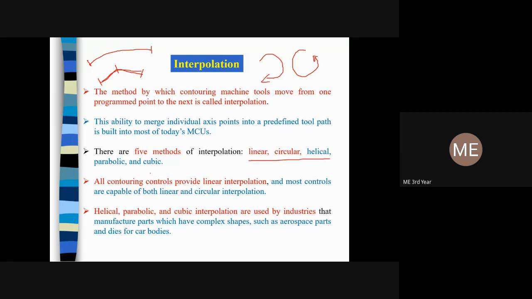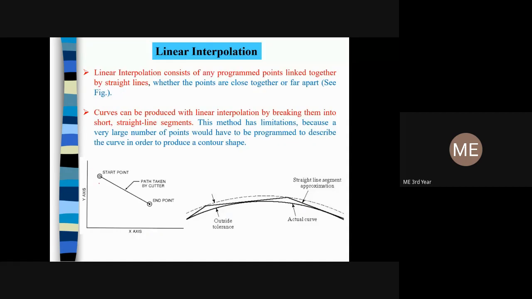Five types of interpolation actually exist, but in your syllabus only linear and circular are important. Helical, parabolic and cubic are used for the complex shapes of products, and it is sometimes very difficult to calculate them. Linear and circular are the only ones in your syllabus. So this is the linear interpolation, with a start point and an end point, and the tool can move linearly.